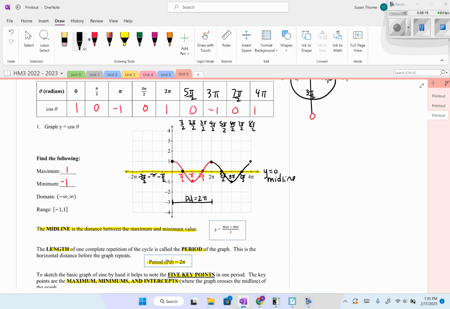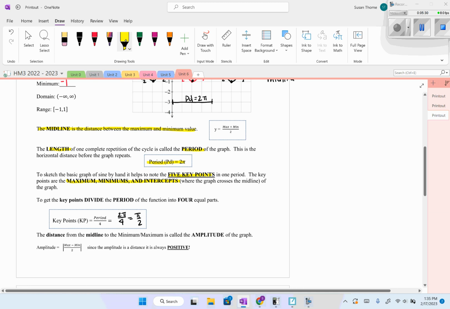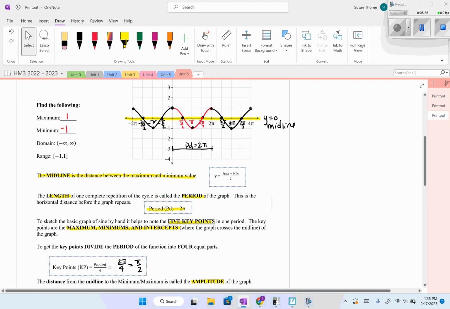So that completes a second wave, and we can do the same thing going in the reverse direction on the other side of our y-axis. So now we have 3 complete cycles of my cosine graph, and we also talked about the distance from the midline to the max and min values is called the amplitude of your graph. And remember, the amplitude is always a positive value.